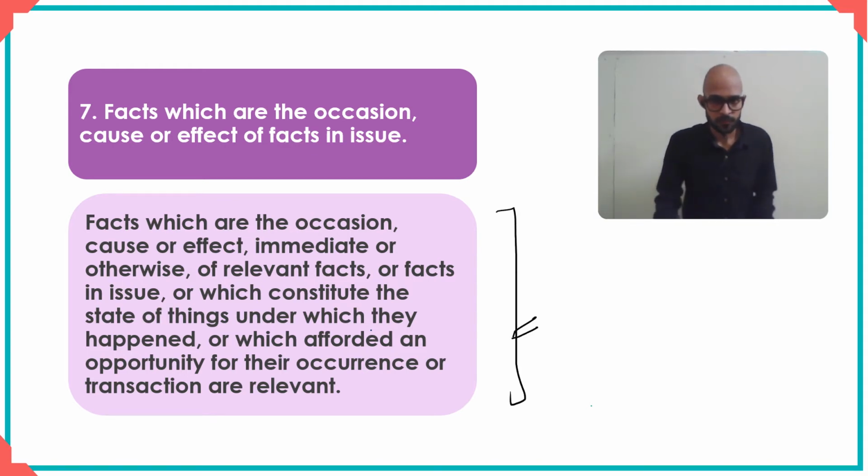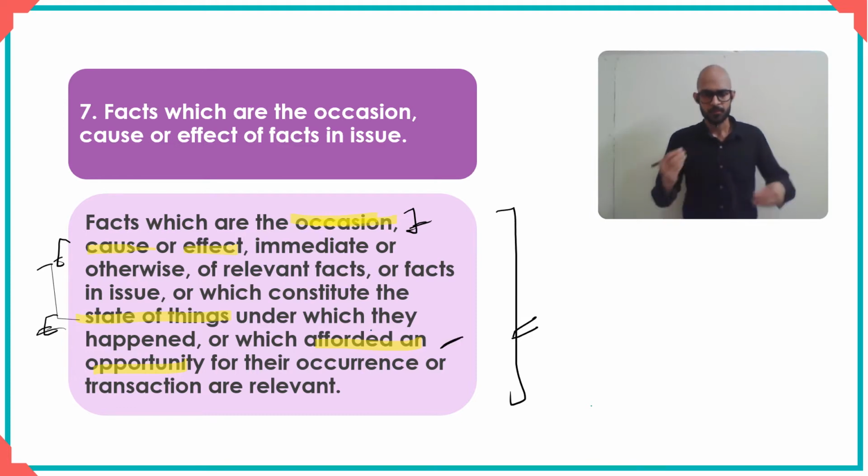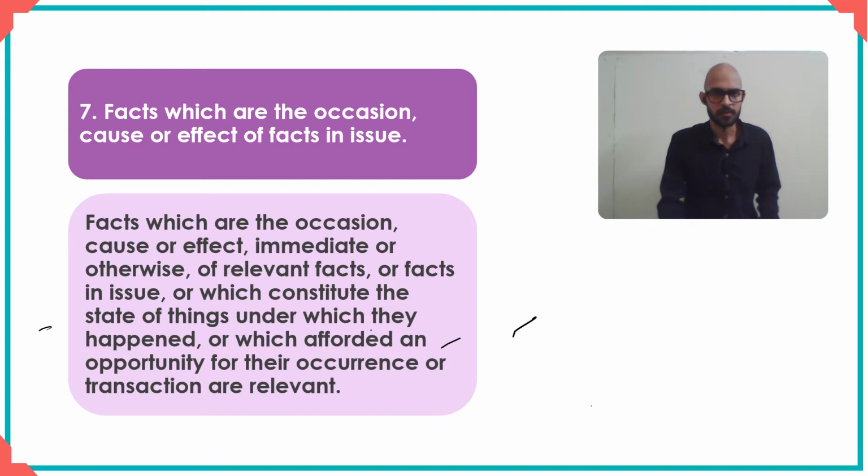Let me tell you some points of caution. You can see that there's this word called occasion. Then you can see cause, effect, right? You can also see something called the state of things. You can also see that something afforded an opportunity for their occurrence or the transaction. Now, try to think by your own self as to what the meanings of these words might be. What is the meaning of occasion? What is the meaning of cause or effect? What is the meaning of state of things? What do you think might be covered under section 7? Pause the video and take your time to understand this. Let me just erase this for you so that you can read it by yourself.